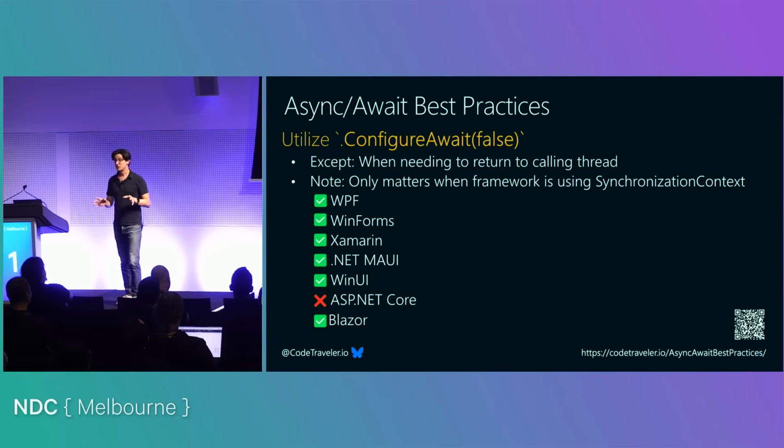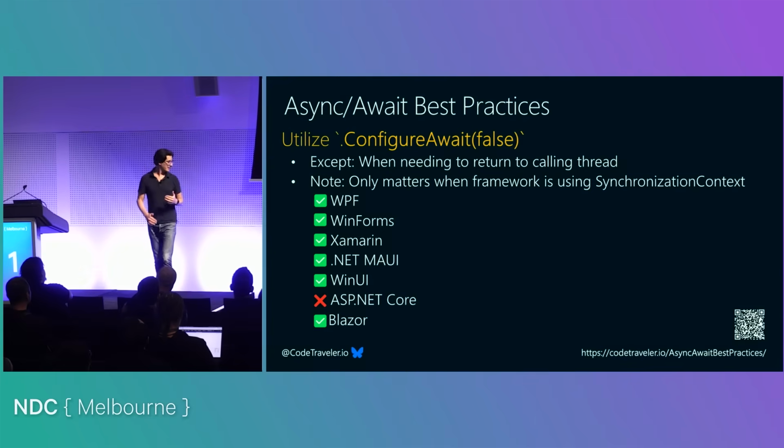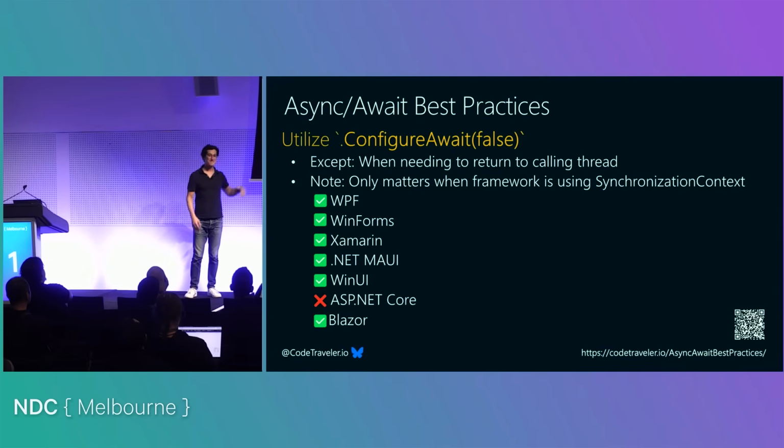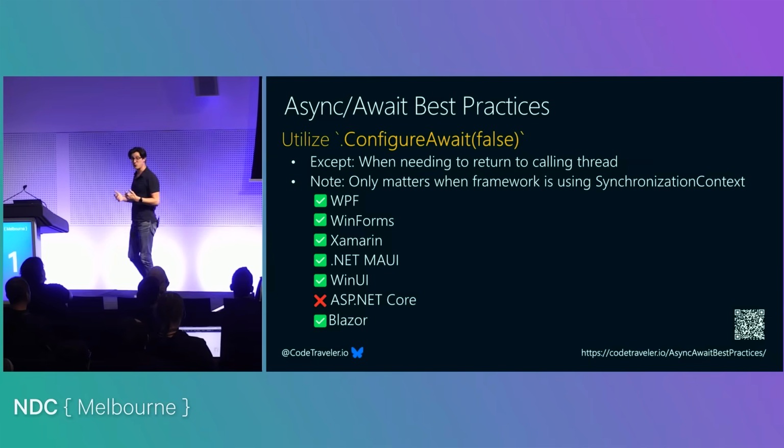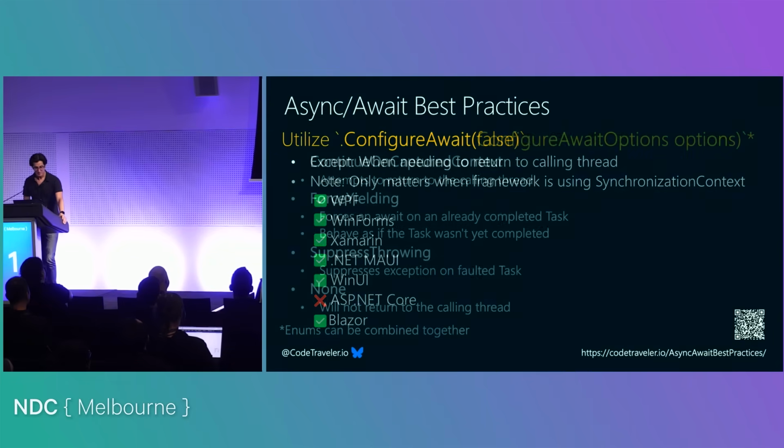But long story short, synchronization context is what .NET uses to return to the UI thread, return to the calling thread. And in ASP.NET Core, it doesn't have a synchronization context. So technically, in ASP.NET Core, configure await false is the same as configure await true. But on any other platform where we have a synchronization context, configure await false is always best to use if you don't need to return to the calling thread.